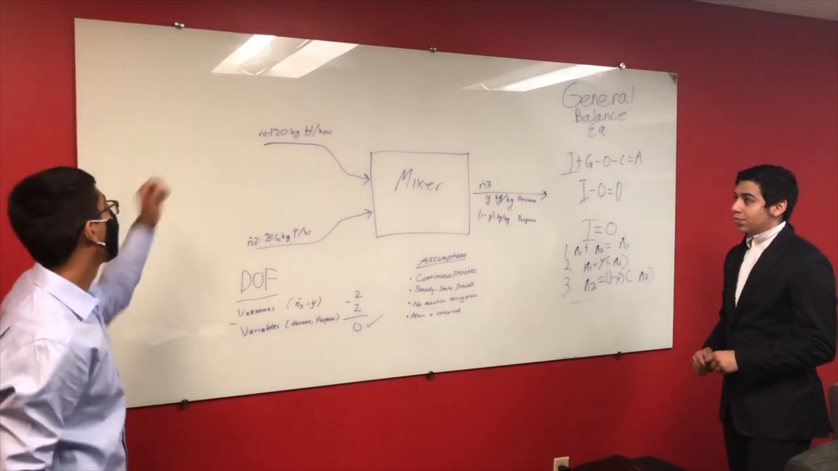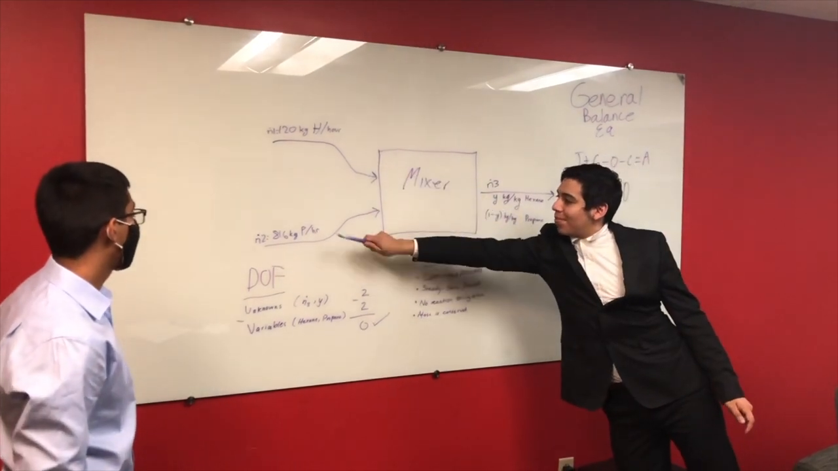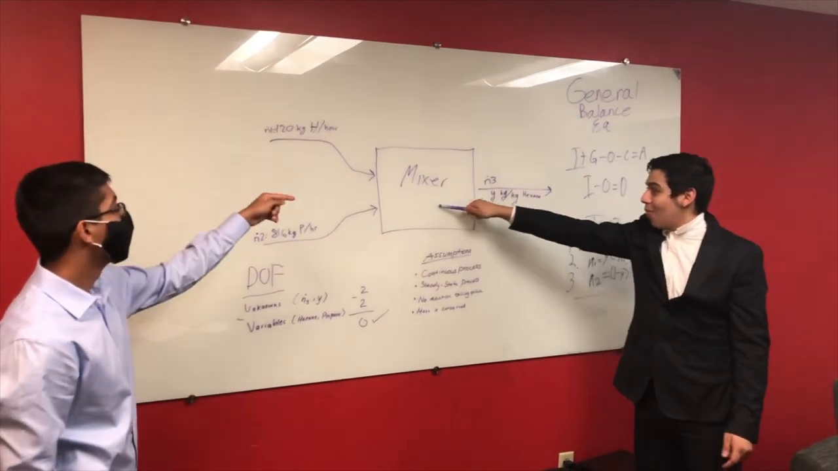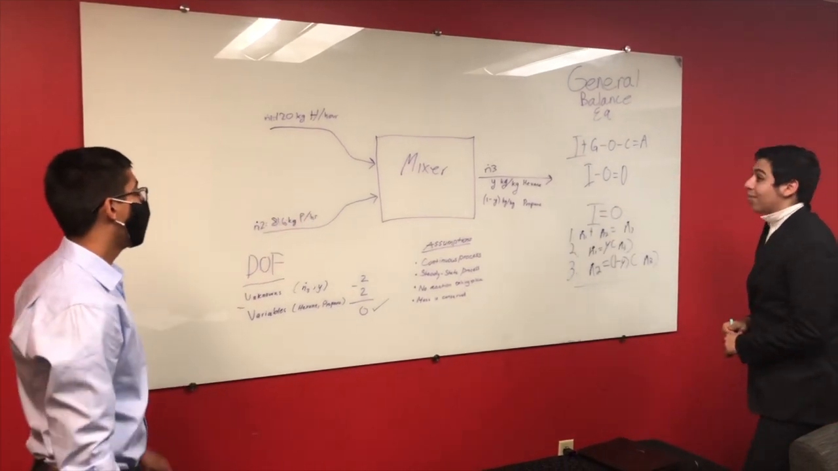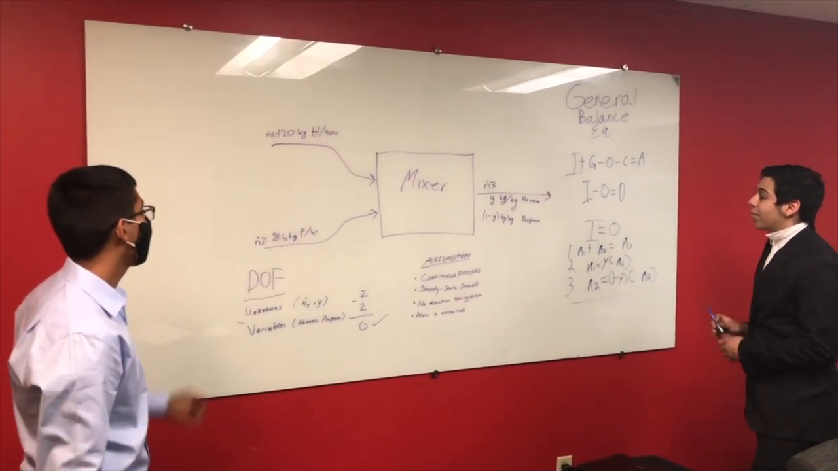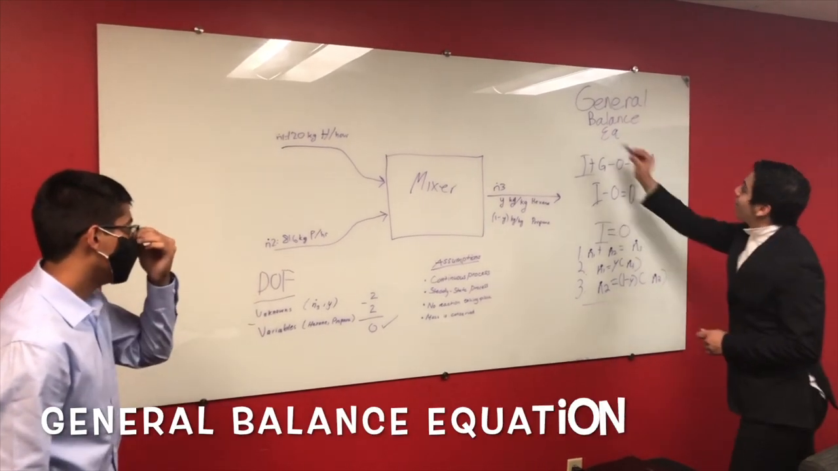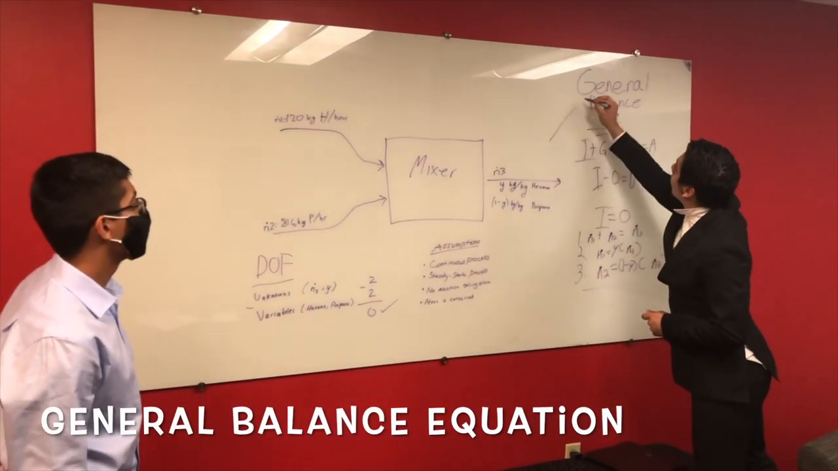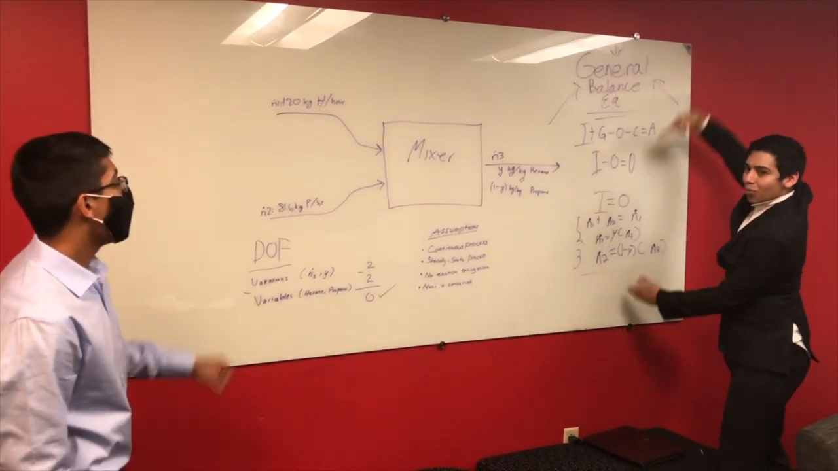So if we have 120 kilograms per hour of hexane and 81.6 kilograms per hour of propane going into the mixture, we'll assume that nothing stays inside the mixture and a steady stream of N3 will contain both hexane and propane. So now we'll need to write down the general balance equation, which takes the form of input plus generation minus output minus consumption equals accumulation.